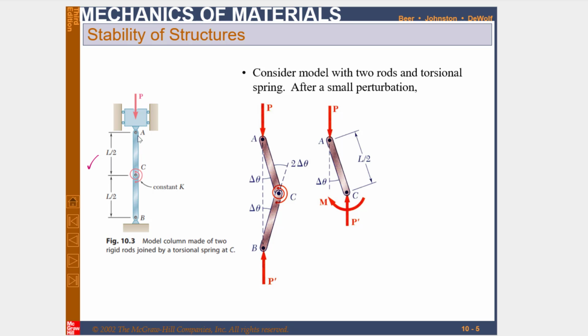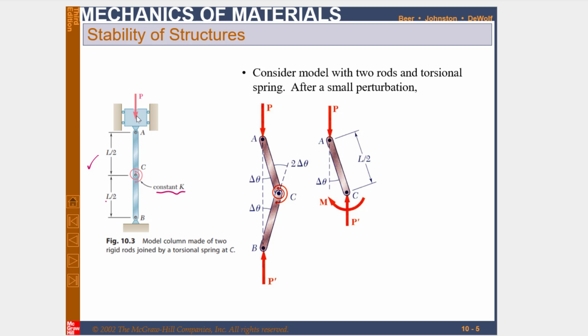You can see the two rigid rods AC and BC, that are pin connected at point C, and there is a torsional spring having constant K. The length of this rod AC is L by 2, and the length of this rod CB is L by 2, that is acted upon by a load P. And there is a torsional spring at point C of constant K.